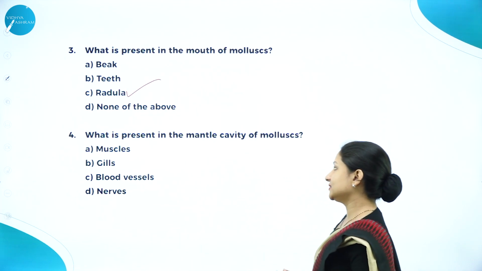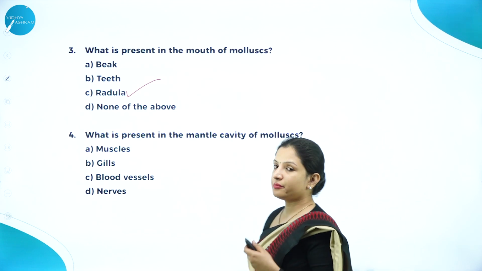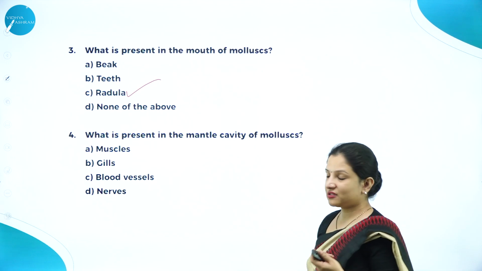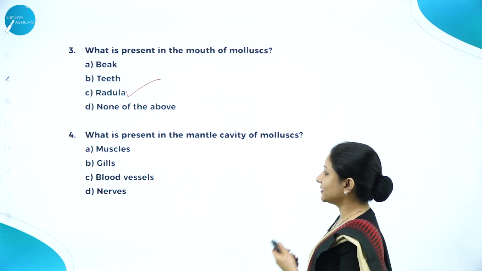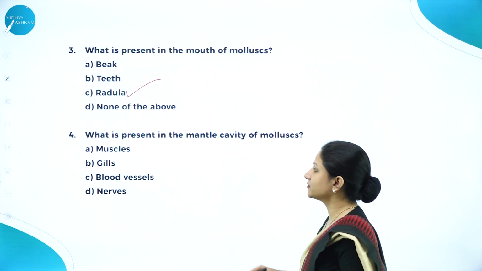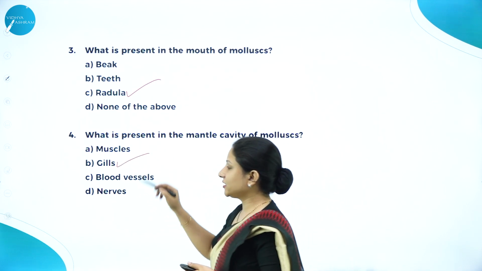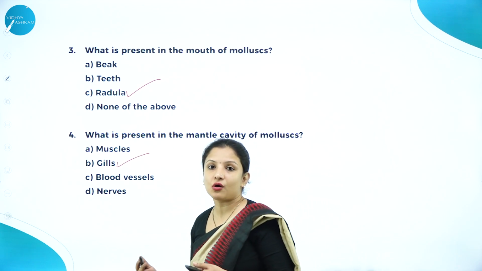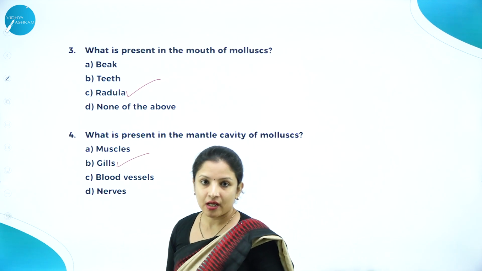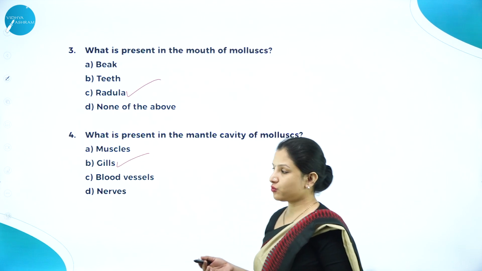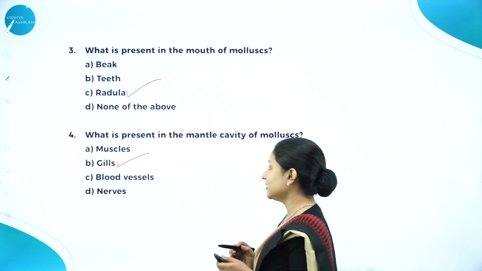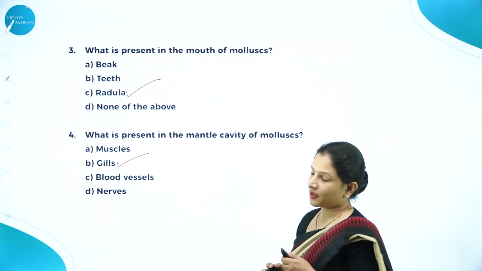Next, what is present in the mantle cavity of mollusks? Mantle cavity we usually find in oysters and in octopuses. So what is there? Muscles, gills, blood vessels, nerves. Usually in the mantle cavity, gills will be present, which helps them to respire in water because these organisms are marine, and a few of them can be in fresh water. So gills are needed for respiration, which are present in the mantle cavity. So option B is the right answer here.